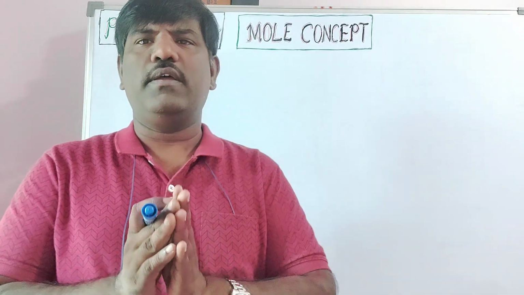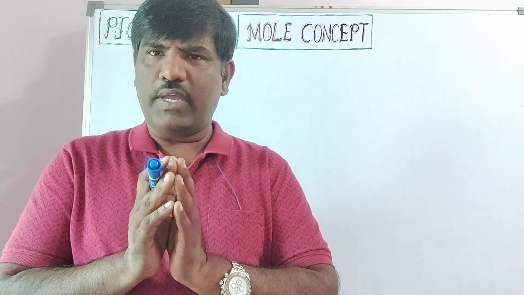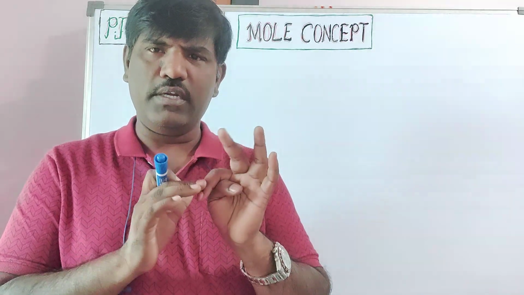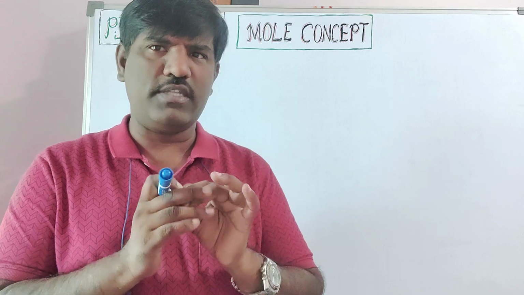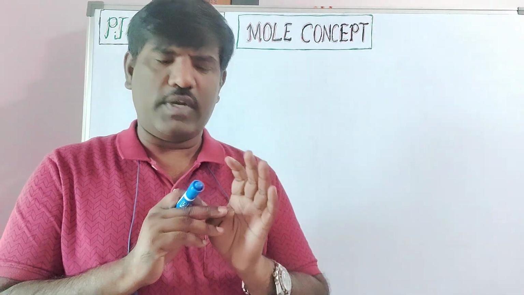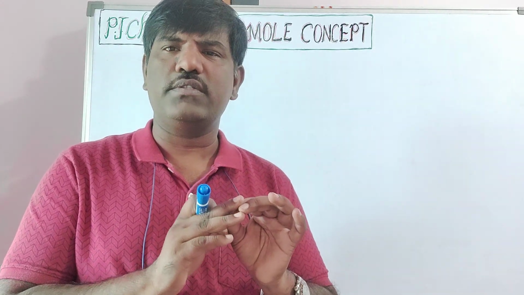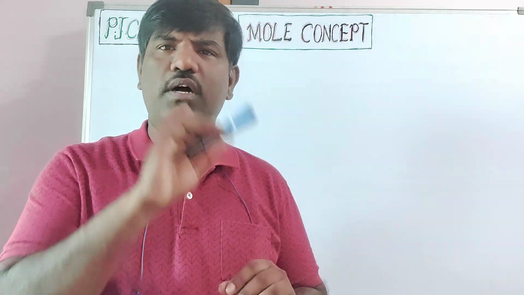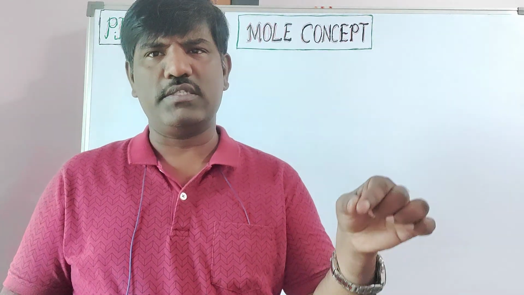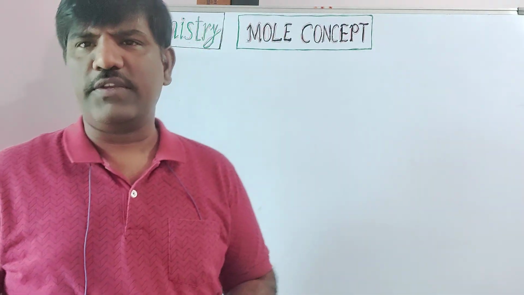See here, we have three fundamental particles: electron, proton, neutron. Mainly these three fundamental particles we always discuss. What are they? Electron, proton, neutron. Everybody knows electrons revolve around the nucleus. Protons and neutrons are present inside the nucleus.